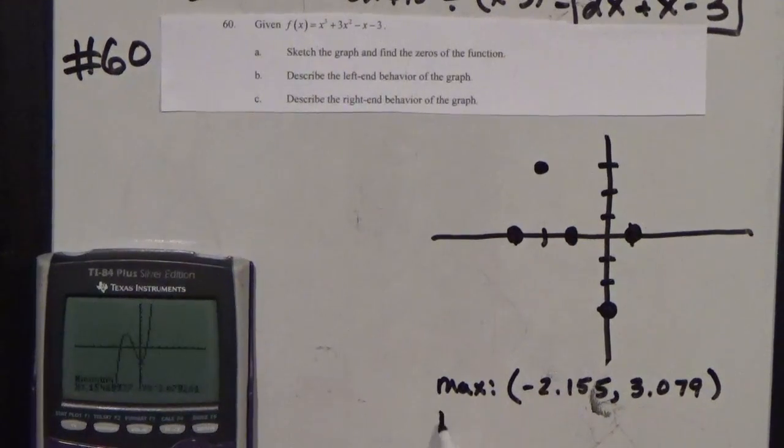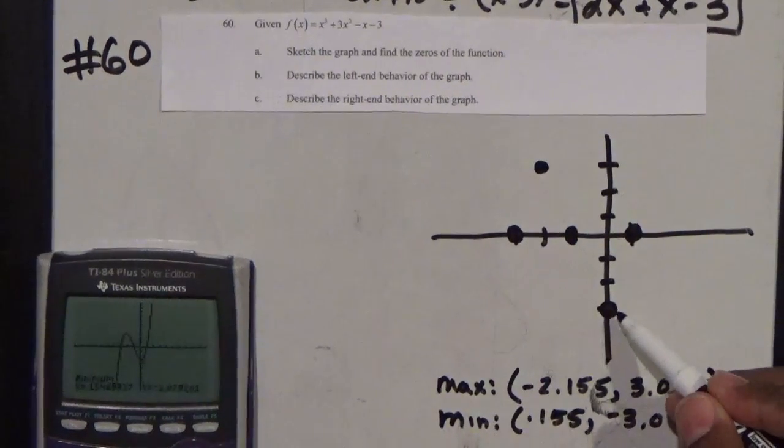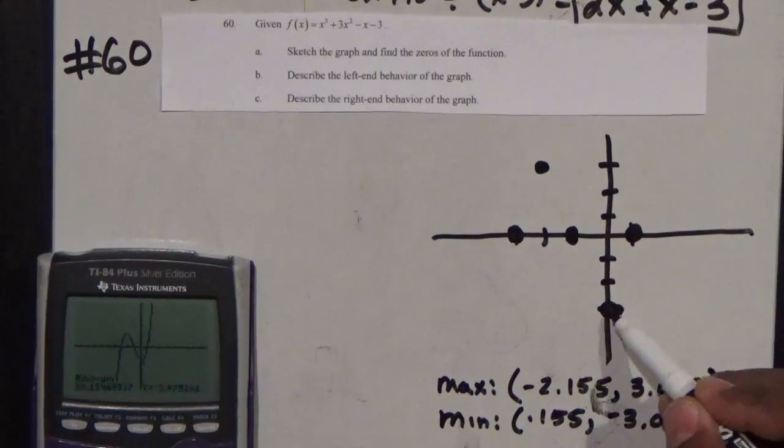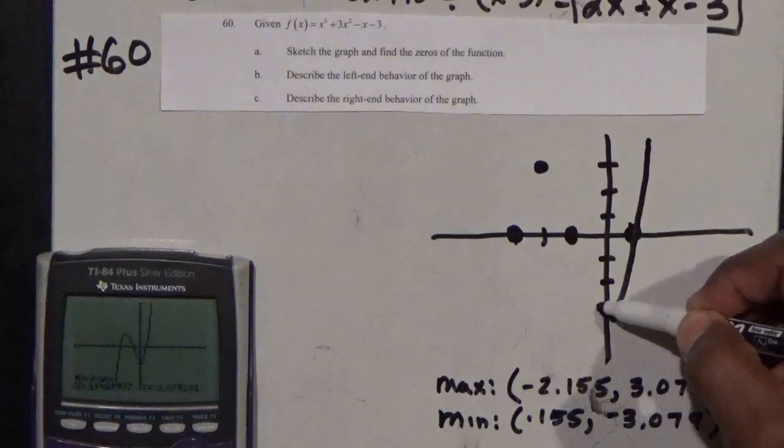All right, and so my local min for this problem is 0.155, negative 3.079. All right, so it's very close to these values, but it actually goes a little bit further down.